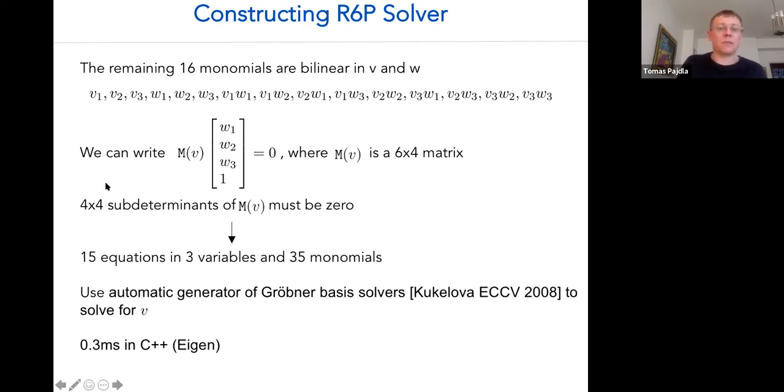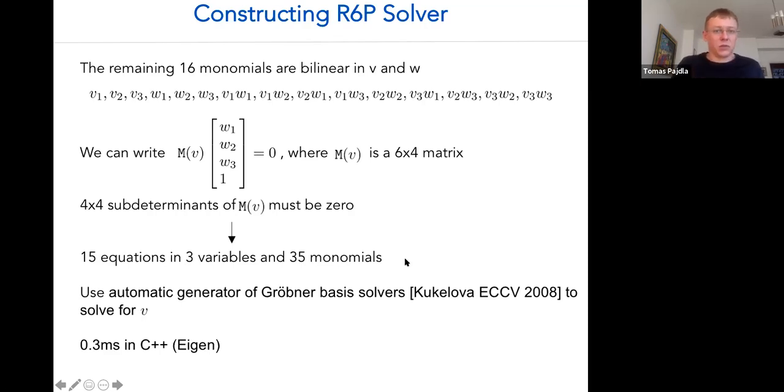Now, the fact is that this matrix multiplies a vector. The vector is a non-zero vector because it has an absolute term here, so it's never zero. So for this to have a solution, this matrix must be rank deficient, right? It's a 6x4 matrix. So for this matrix to be rank deficient, we have to have all its 4x4 subdeterminants, all these minors, must be zero. Actually, if we do all 4x4 subdeterminants of M, we get 15 equations in V, so in three variables, and we will see that there will be 35 monomials.